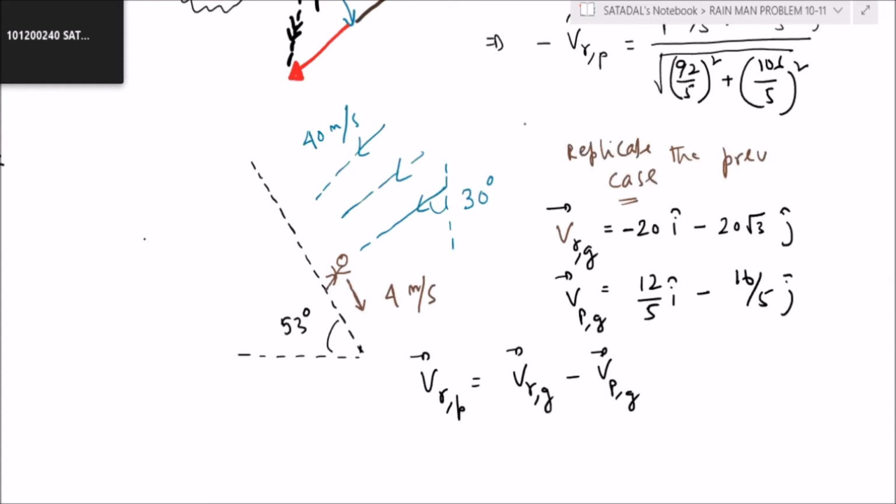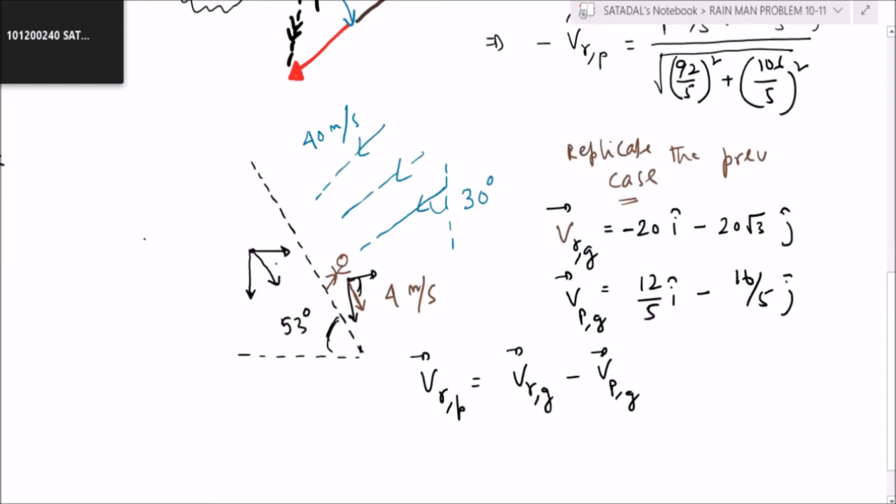Sir, can you explain how you got the velocity of person with respect to ground? The components, x component, y component. Sir, where is the 53 degree? This is 53 degree. So how did you get that, sir? This is simplest geometry.